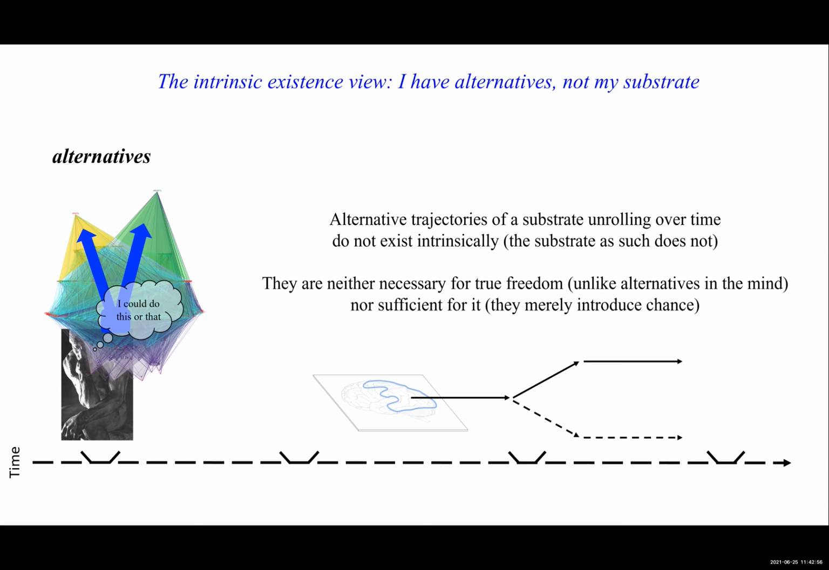My neurons don't have alternatives. My atoms don't have alternatives. They might follow alternative trajectories, depending, but they don't have alternatives. I have alternatives, and only when those come into being do alternatives exist.